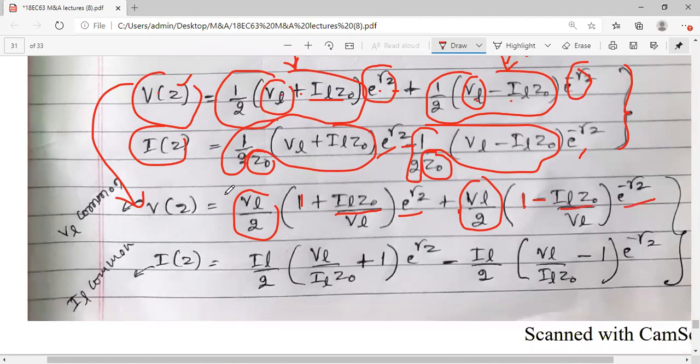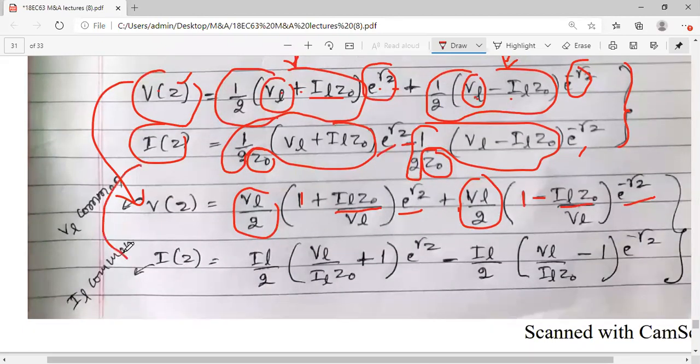Similarly, in the second current equation, take IL common. Okay, in the voltage equation take VL common, in current equation take IL common. You can see you have IL term here and Z naught is already there. So take the Z naught inside, Z naught gets cancelled. This is 1. So 1 plus VL as it is. You don't have IL because IL is taken common, IL and Z naught is multiplied inside first term and exponential term as it is. There is a negative sign minus.